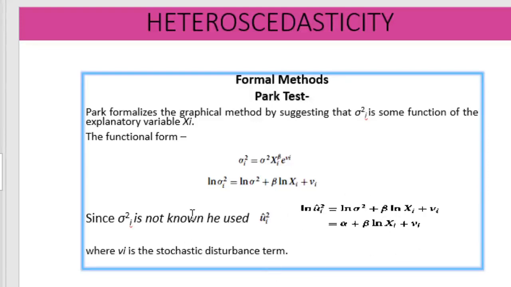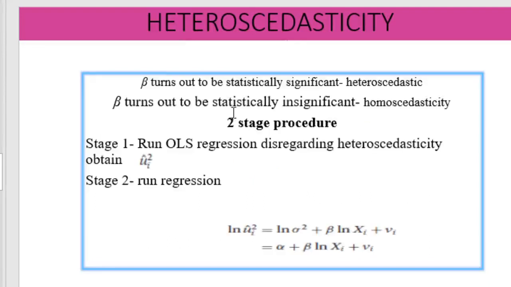Though it is empirically very feasible and appealing, it has some problems. It is argued that this error term vi may not satisfy the OLS assumptions. It itself may be heteroscedastic. This is one of the important criticisms against the Park test. It was raised by Goldfeld and Quandt. If beta turns out to be statistically significant, then heteroscedastic. If it is not significant, then homoscedastic. That is, it is a two-stage procedure: run OLS without considering the heteroscedasticity, obtain ui cap square, then run the regression like this.